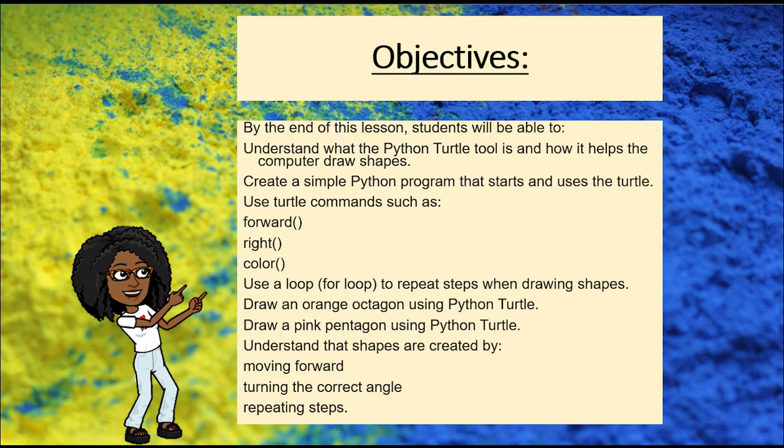Draw an orange octagon using turtle. Draw a pink pentagon using Python turtle. Understand that shapes are created by moving forward, turning to the correct angle, and repeating the steps.